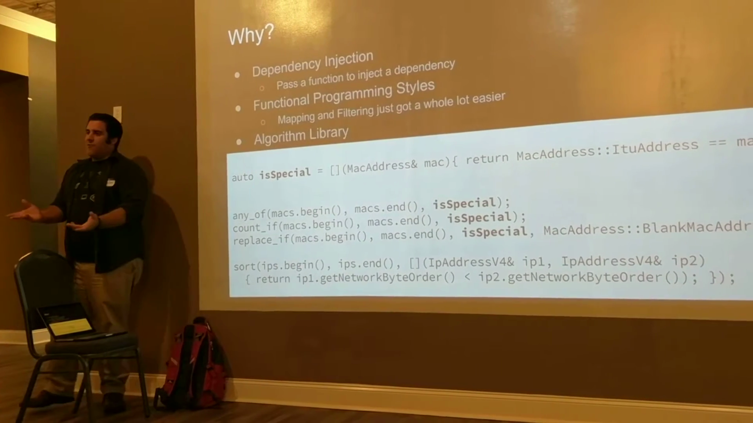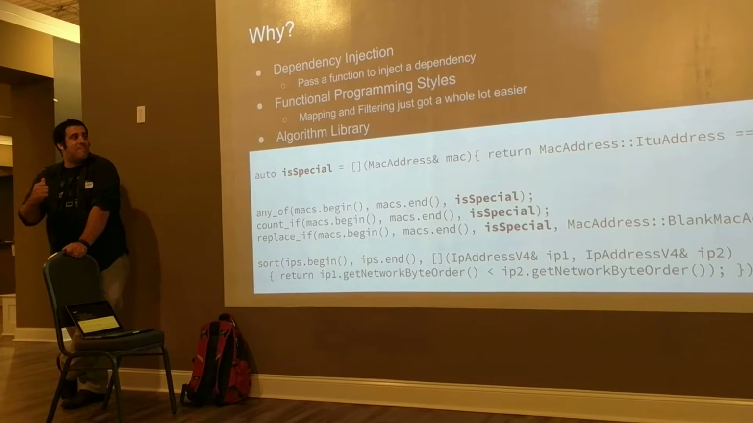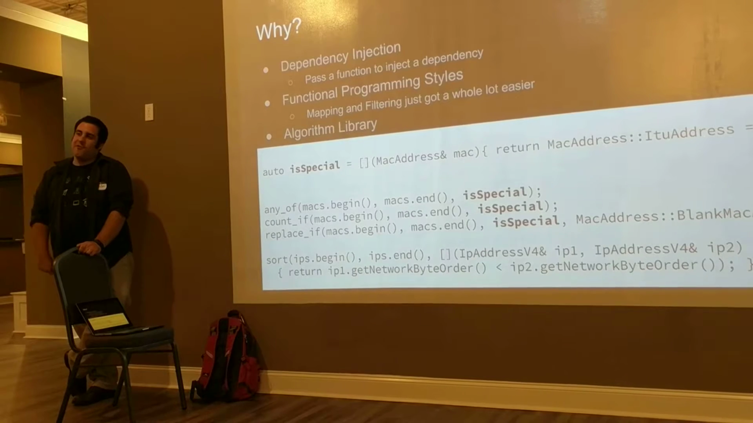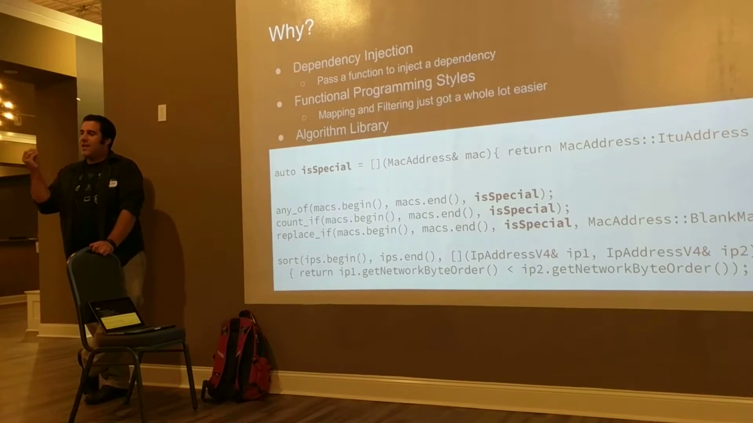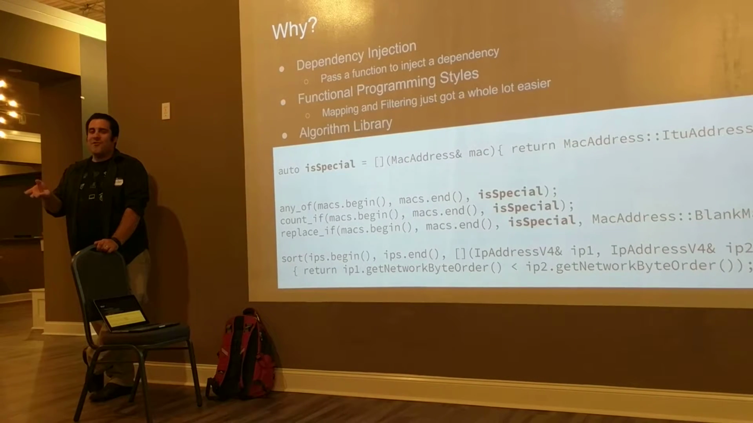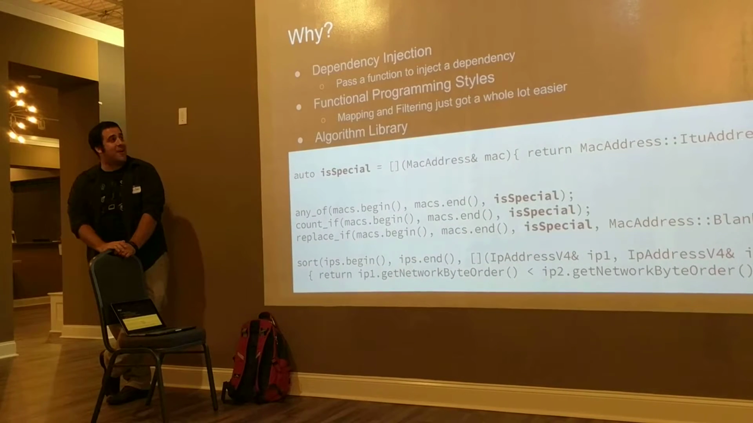So why do you want to use lambdas? Dependency injection gets a whole lot easier. You're just passing a function to inject a dependency. I don't have to deal with implicit dependencies littered through my code base. I don't have to create custom classes just to inject one behavior. I forget who said it, might have been John Carmack: never use a class when a function is just as elegant. I'm paraphrasing, I don't remember the exact quote.